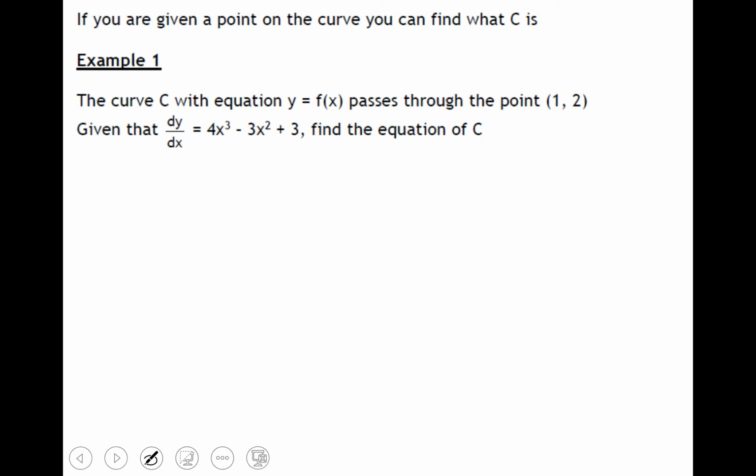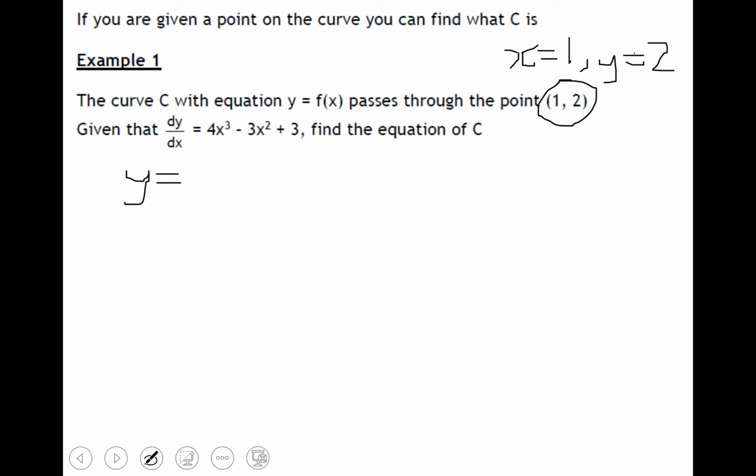So in this example 1, the curve C with equation y equals f of x passes through the point (1, 2). So we're given a point on the curve, so we know that for the curve we have x equals 1, y equals 2. Now we're also given that dy/dx equals 4x cubed minus 3x squared plus 3, and we're to find the equation of the curve C. So to go from dy/dx equals to y equals, we need to integrate.